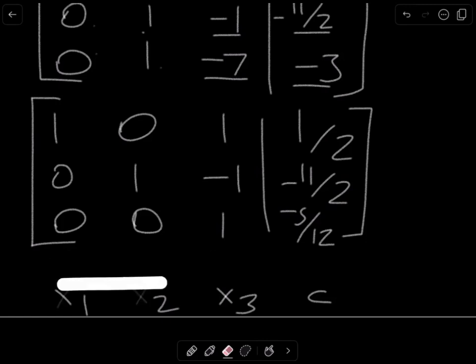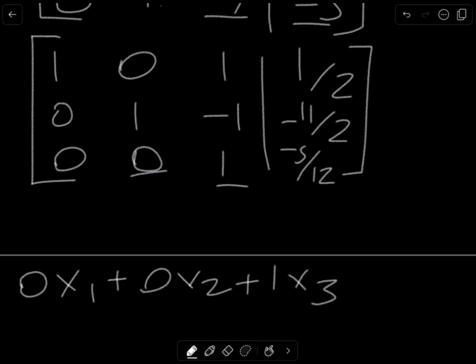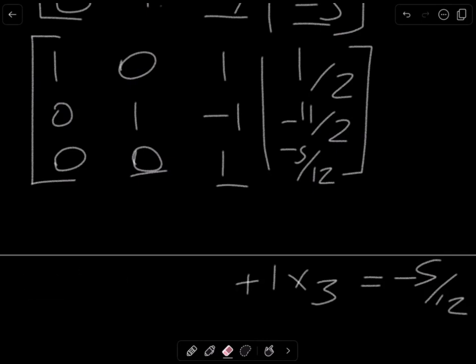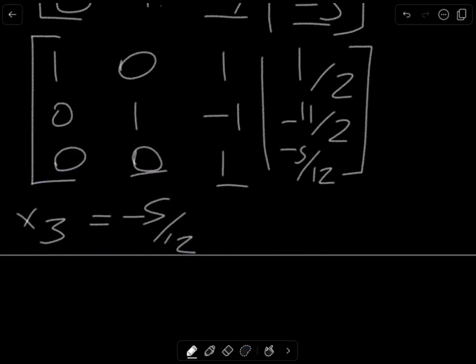So if I have to write out row 3 in terms of the linear system and its variables, it'll be 0x1 plus 0x2 plus 1x3 is equal to minus 5 over 12. And the 0x1 and 0x2 go away. So we have x3 is equal to minus 5 over 12. There we go. And then I want you to try it for the second row.